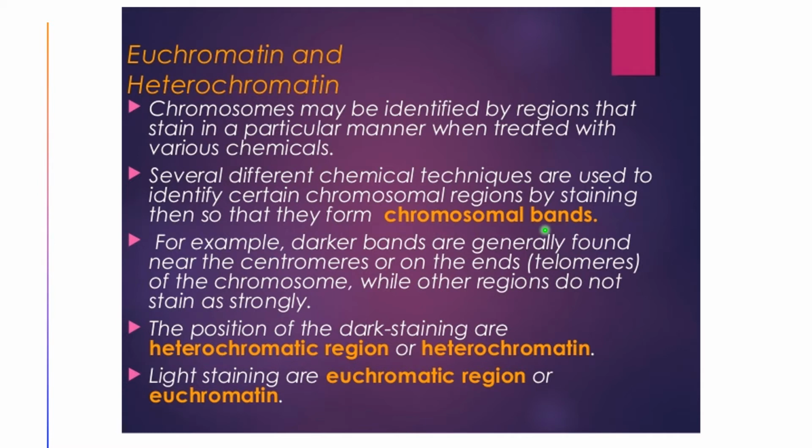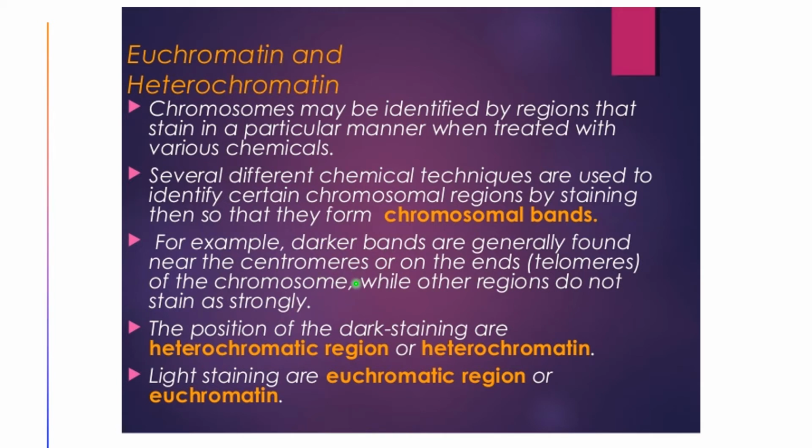the chromosomes. There are some regions where darker bands are formed near the centromeres or on the ends of the chromosome, that is near the telomeres. Telomeres are the end points of the chromosome, and we have studied this in the previous lecture under the chromosome structure lecture. Now, in this case, the darker bands are observed near the centromeres or on the ends near the telomeres of the chromosome, while other regions do not stain as strongly. In some regions they are stained darkly and in some regions they are stained lightly.